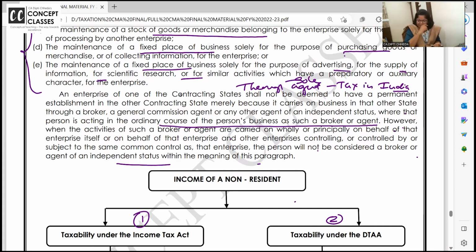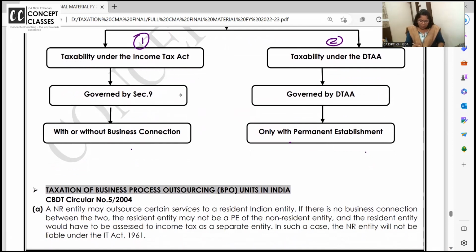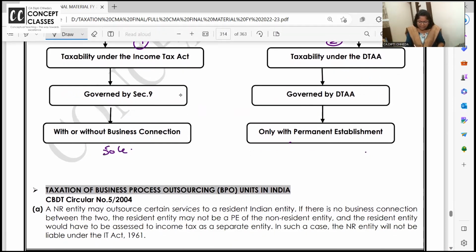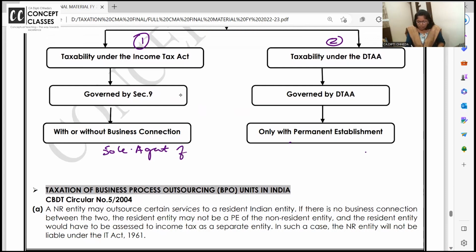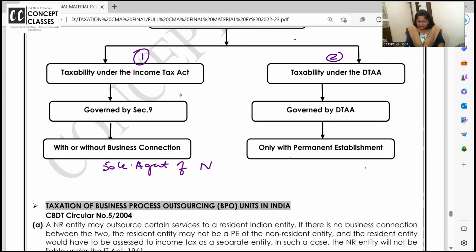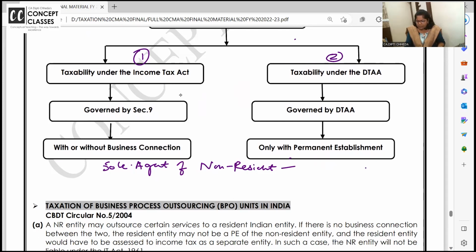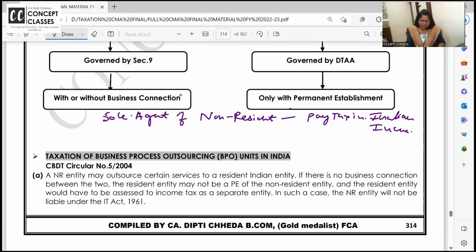Shall I give some concept in simple language here? ये तो समझा ना. DTA में कब टैक्स होगा? जब P in India में है. इनकम टैक्स में कब टैक्स होगा? जब बिजनेस कनेक्शन है. अब, सोल एजेंट ऑफ non-resident, ये लिख दो यहाँ पे. You're just the sole agent of non-resident, wholly working only for them, pay tax on Indian income. इंडिया में जो कमा रहे हो उस पे नॉन रेसिडेंट को टैक्स पे करना पड़ेगा.